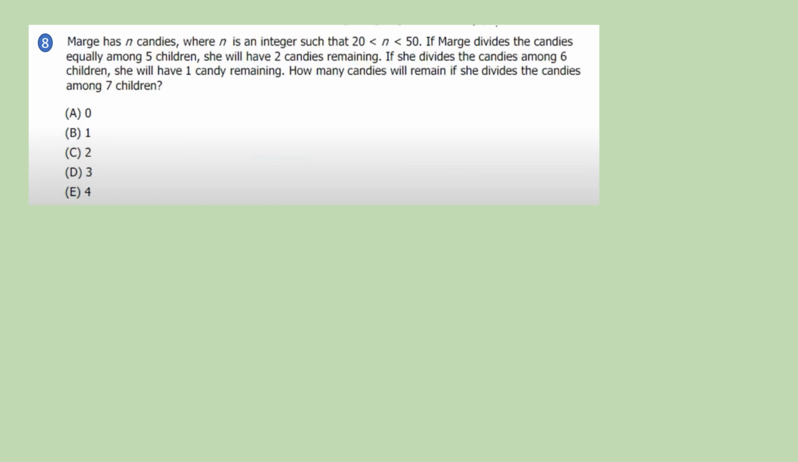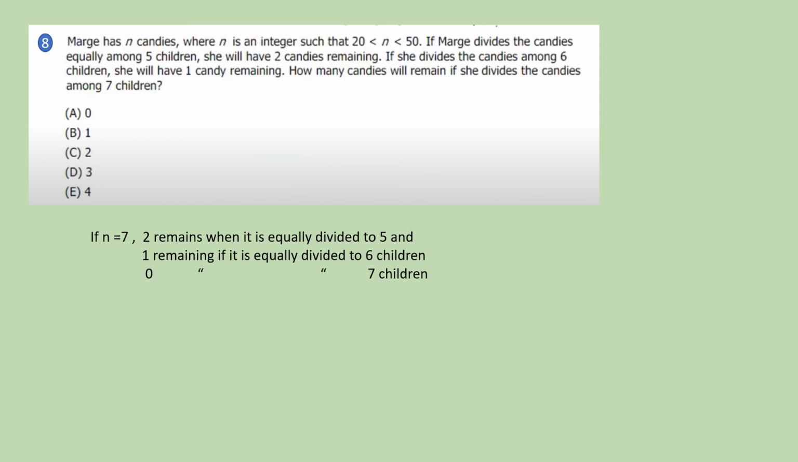Margie has n candies, where n lies between 20 and 50. If it is divided equally among 5 children, 1 candy is left, and if it is divided equally among 6 children, 2 candies are left. Maybe my first choice is n equal to 7, with 2 remaining when it is divided equally among 5 children, giving 1, 1, 1 to each. If there are 6 children, I can divide that equally among 6 children with 1 remaining, and for 7 it will be 0 remaining.